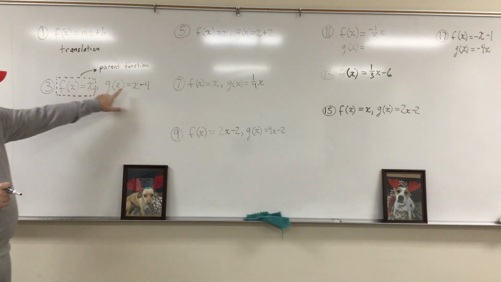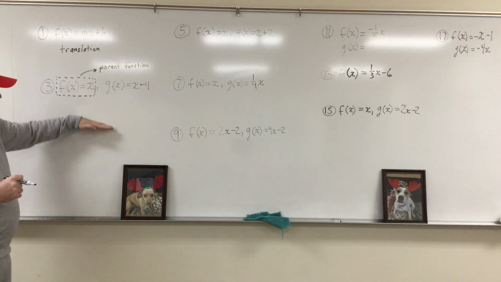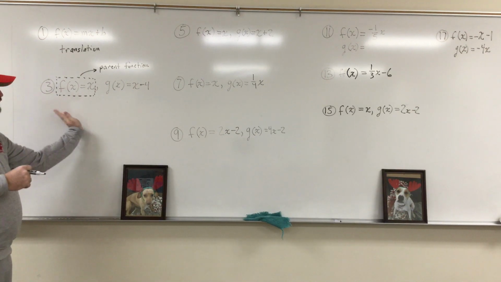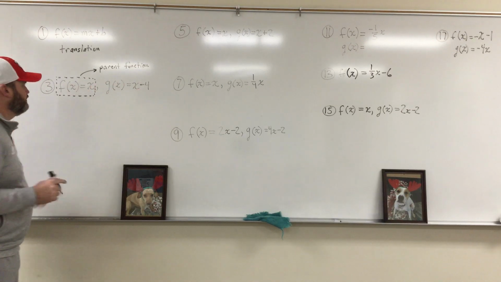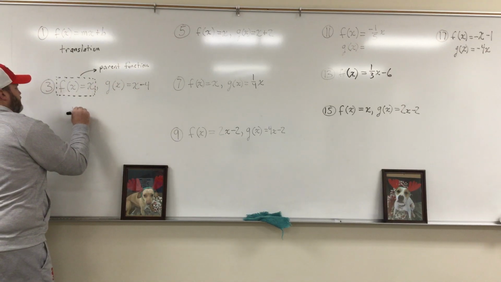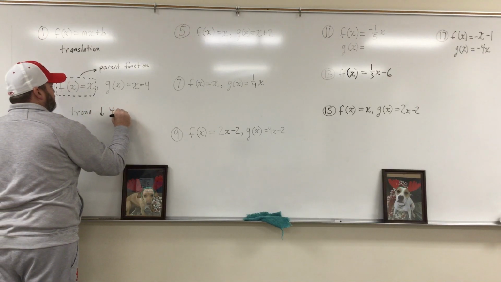the slope is 1 in both spots, so there's no rotation or there's no reflection. But the y-intercept goes from 0 to -4, so we have a translation down 4 units.